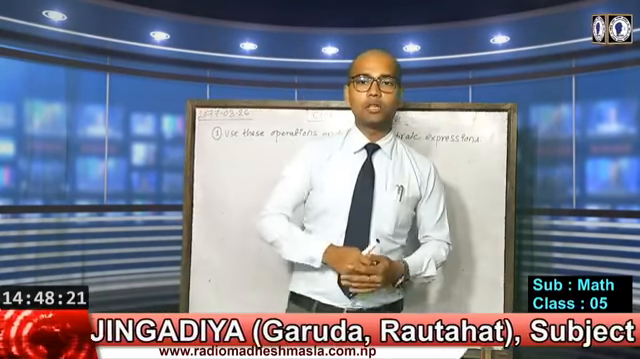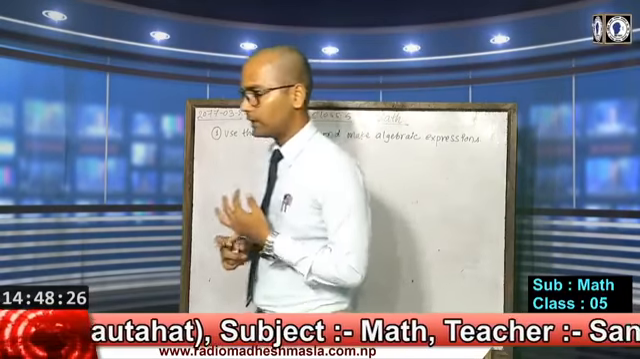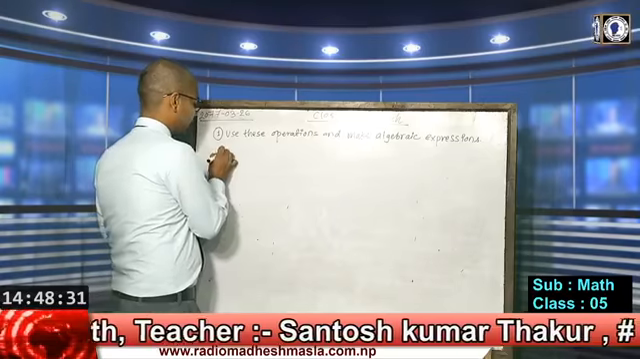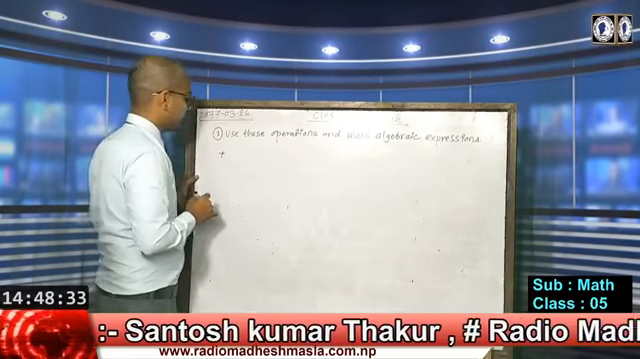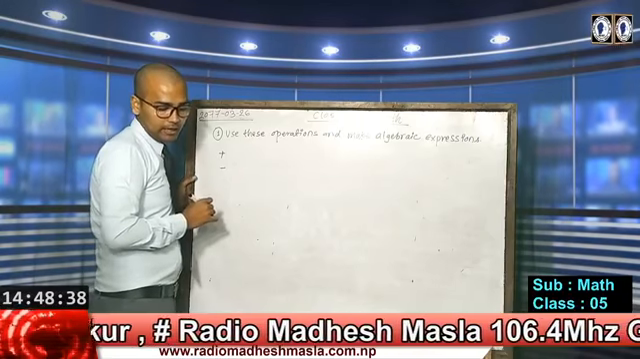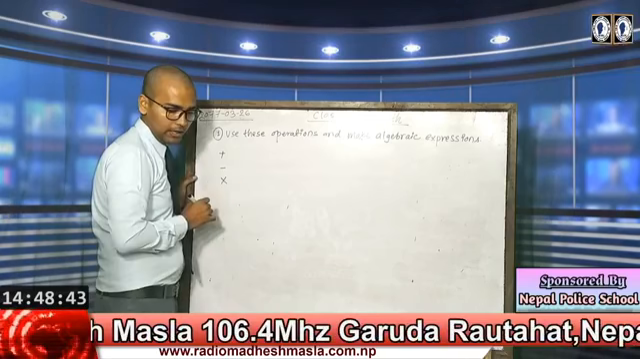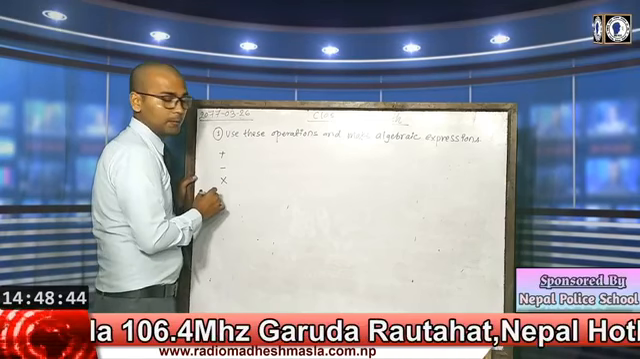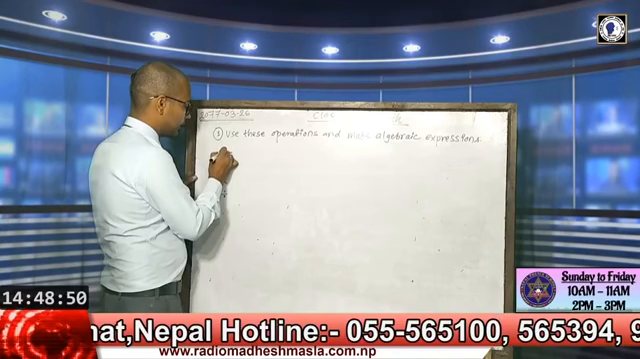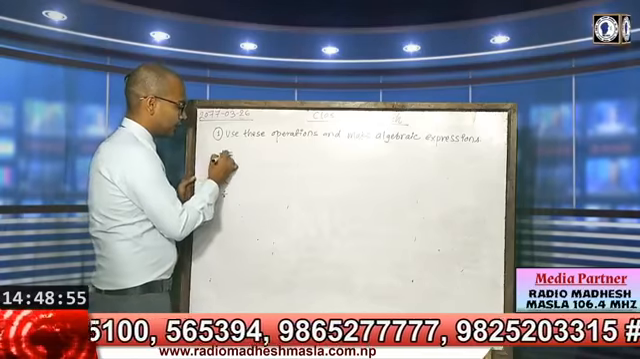Students, we have four types of operations. The first one is plus, which means add, then minus, which means subtract, the third one is multiplication, and the fourth one is divide. According to these, there are different words which are used for these symbols.